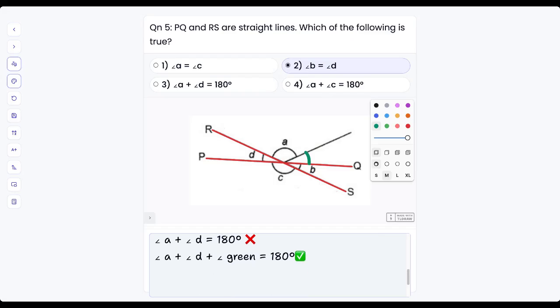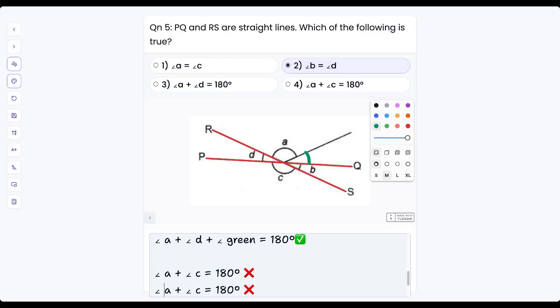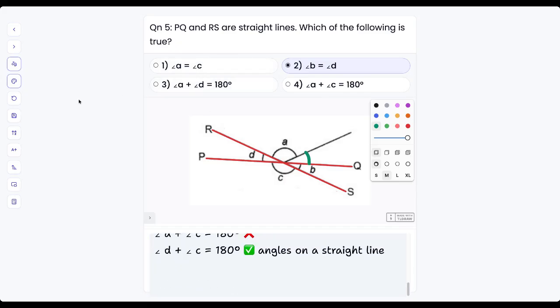Okay, next one. Angle A plus angle C. Nope. In this case, I give you the answer. Is angle A plus angle C equal to 180 degrees? No. So the answer to this is angle C plus angle D equal to 180. So 180 is equal to angle C plus angle D, and these are angles on a straight line. Same goes to the one before as well. So there you go, this is how we got the answer.